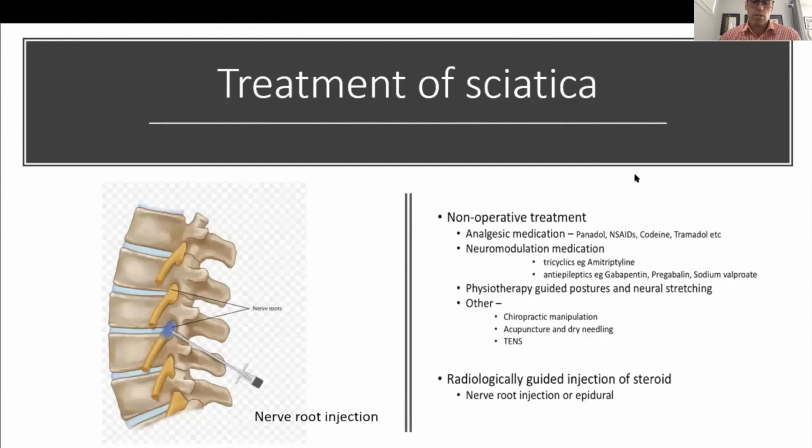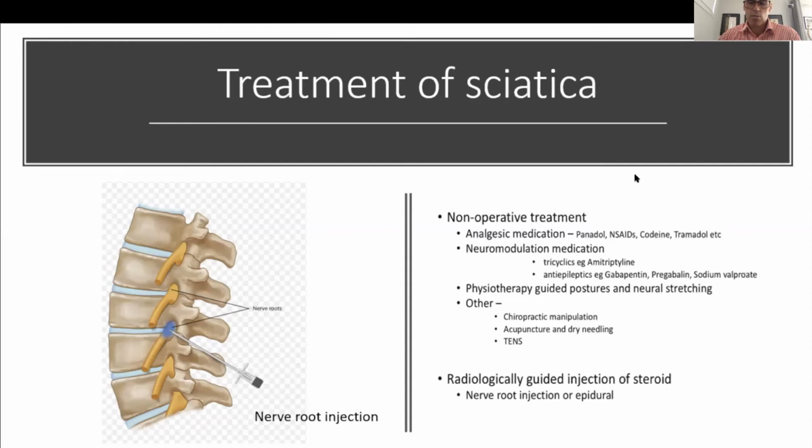So what is the treatment of sciatica? Well, it's not always surgery. Sometimes we just try a number of other things, such as painkillers. We can try special painkillers that work on nerves, such as amitriptyline, or some of the anti-epileptic drugs can be useful as well. Physiotherapy can be useful as well to help patients understand positions that are less painful and help with stretching of the nerves while they're recovering.